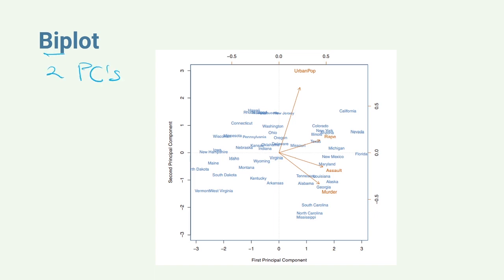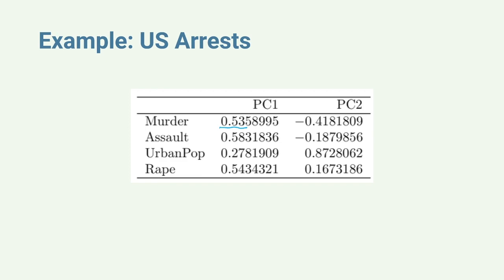So on the x-axis, you see the first principal component. On the y-axis, you see the second principal component. Each of the observations is a state. These vectors represent the loadings for each of the variables. So notice that as the first principal component increases here, murder and assault also tend to increase. Urban population increases too, but at a slower rate. These numeric values are called the loadings or the rotations.